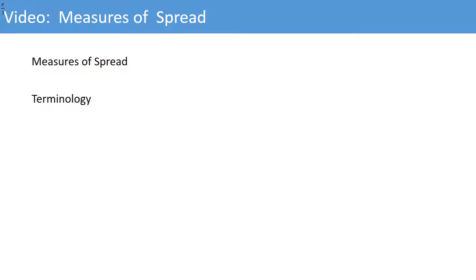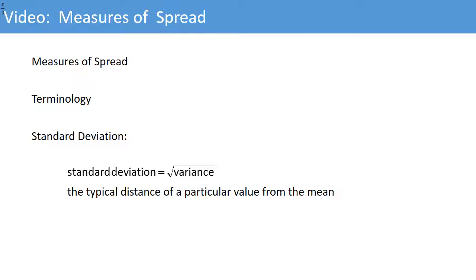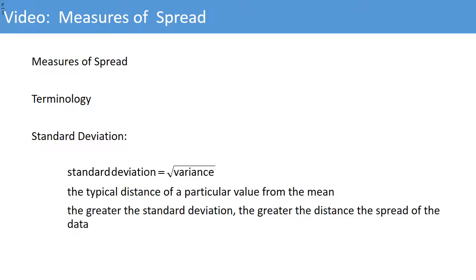The standard deviation is equal to the square root of the variance, which is the typical distance of a particular value from the mean. The greater the standard deviation, the greater the distance in the spread of the data.